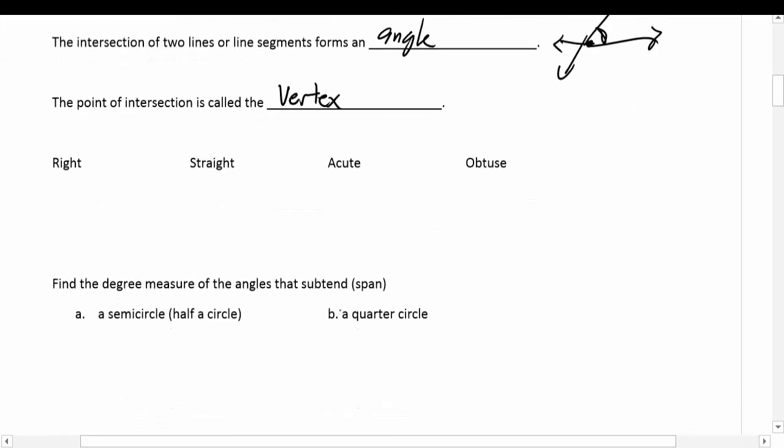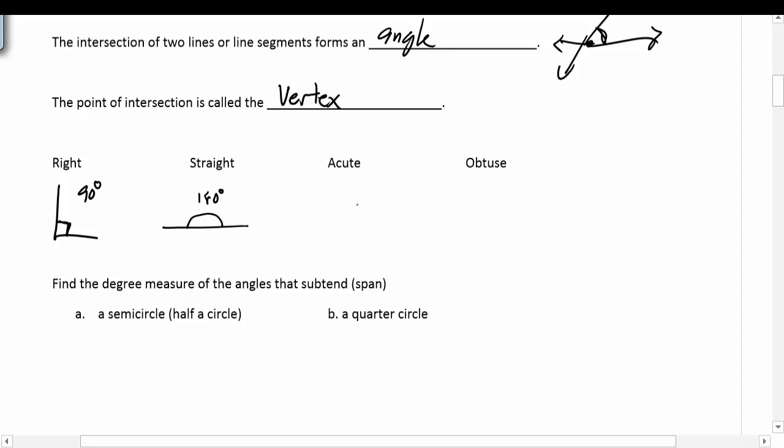Angles themselves come in 4 main varieties. We have a right angle, which simply means it's 90 degrees, and we use a box symbol to indicate that it's a right angle. We have a straight angle. Straight angles are 180 degrees.